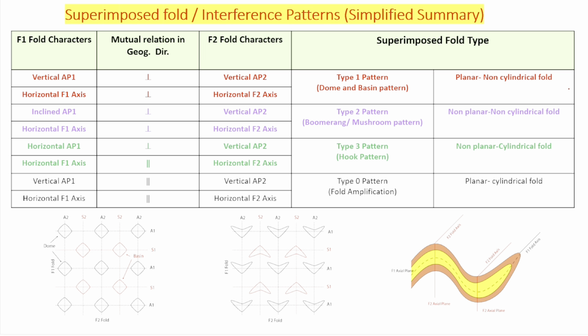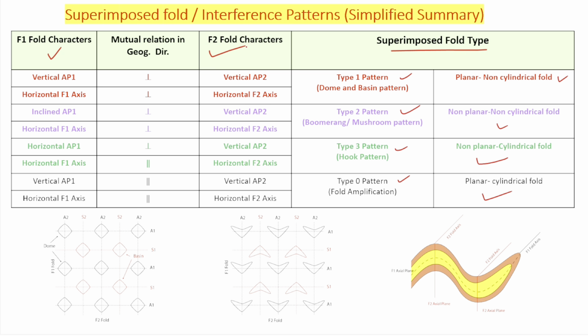Here we have written the types of relationship, meaning types of superimposed folding. There are four types of folding: 0, 1, 2, 3. Planar non-cylindrical is one type, non-planar non-cylindrical is one type, non-planar cylindrical is one type, planar cylindrical is one type. So how, for planar non-cylindrical folds, we can tell the dome and basin. I will explain all the things. And what is the relationship between the F1 fold and F2 fold.